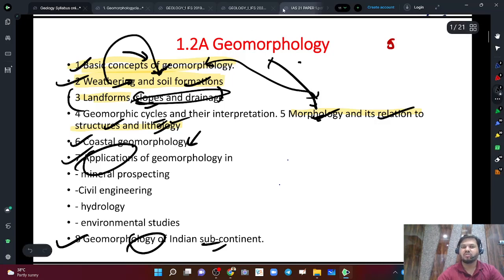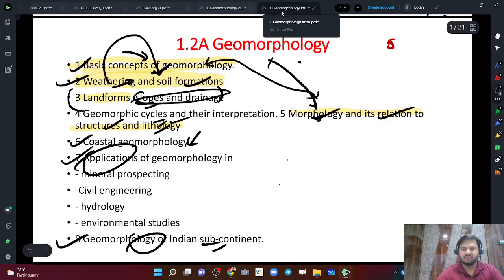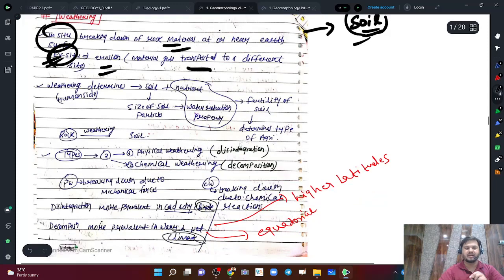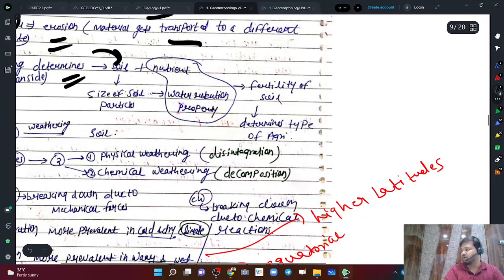Weathering होता है तो ही soil बनता है. And the human significance of that is that weathering से determine होगा what kind of rock, what will be the texture of the rock, what will be the composition of the rock, right?